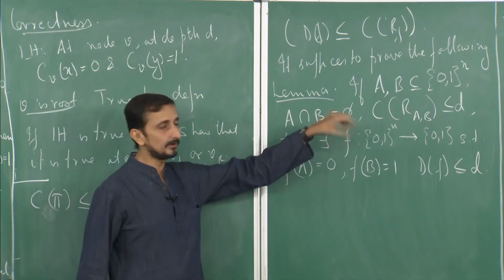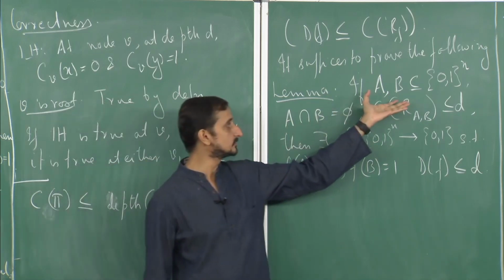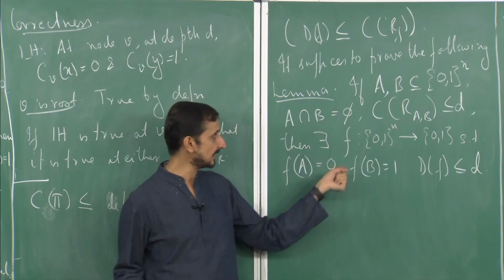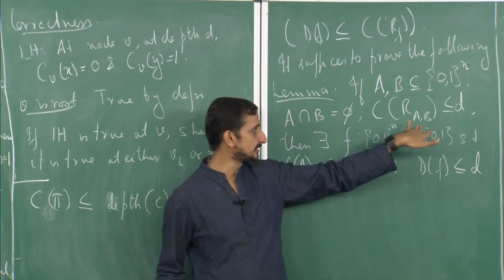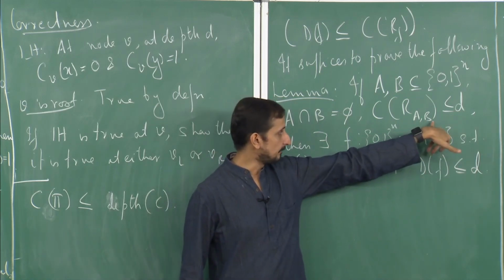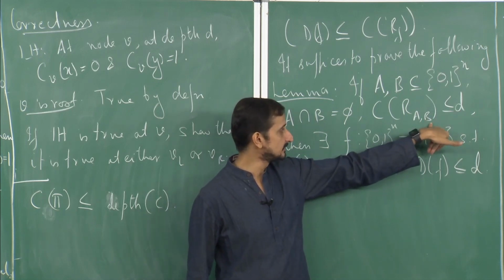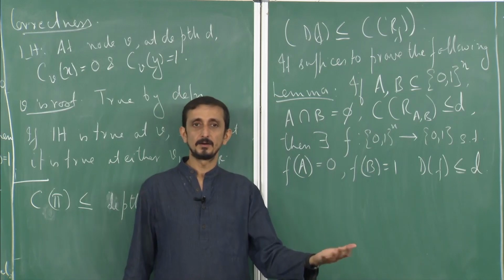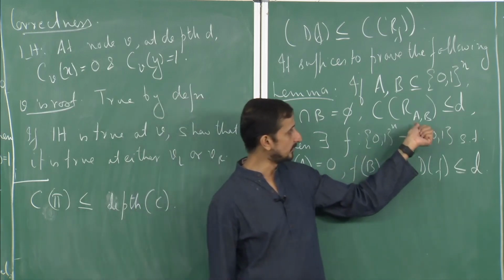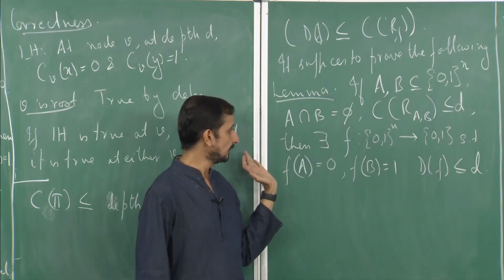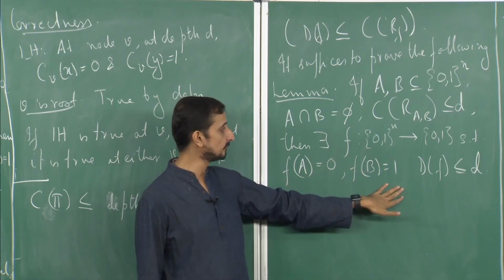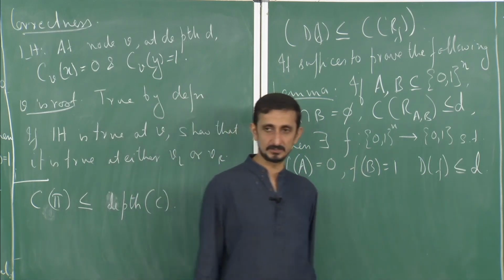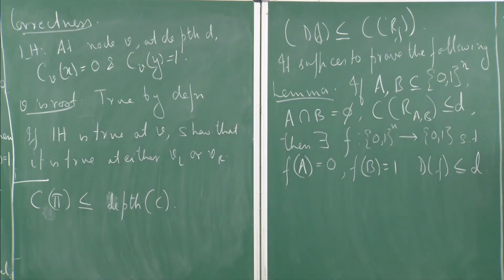So what are we saying here? Take two sets. Here we are talking in terms of sets. We have two disjoint subsets, and the communication complexity of this relation is at most D. If Alice is given an x belonging to A, and Bob is given a y belonging to B, they can compute an index on which x and y differ in at most D bits. Now what this is saying is that there exists a function f such that f of A goes to 0, f of B goes to 1, and D(f) is at most D. There is a circuit for f which has at most D depth.